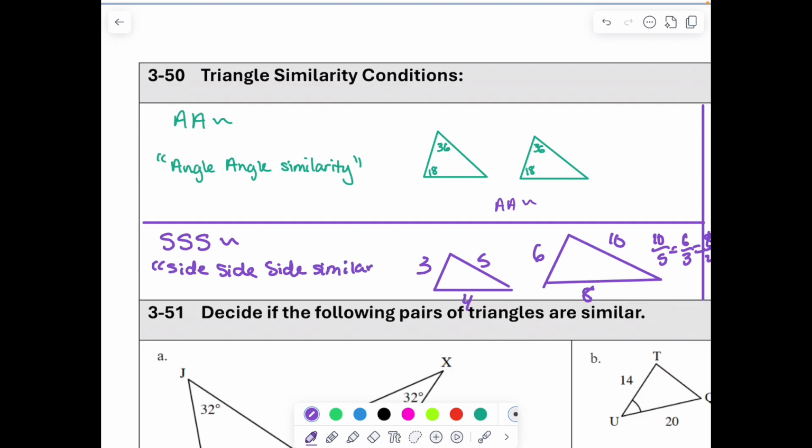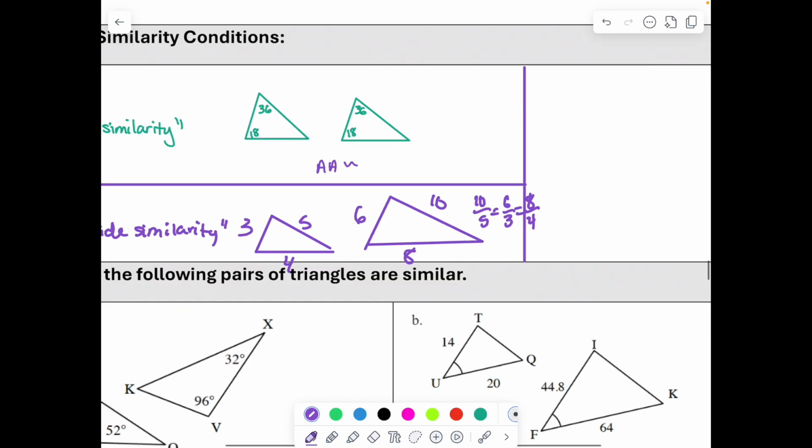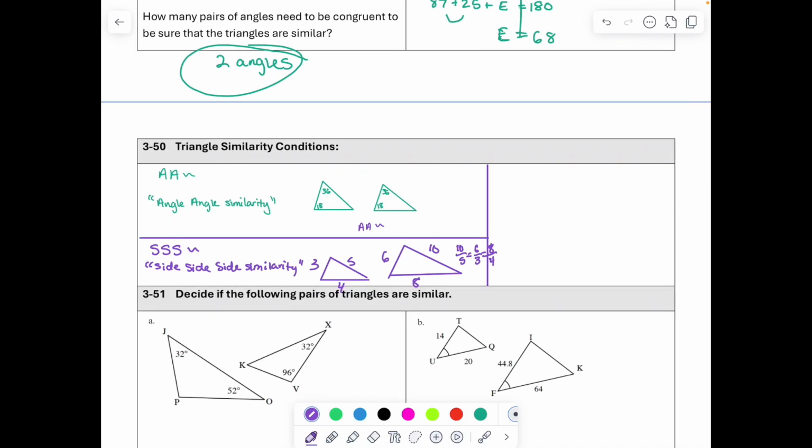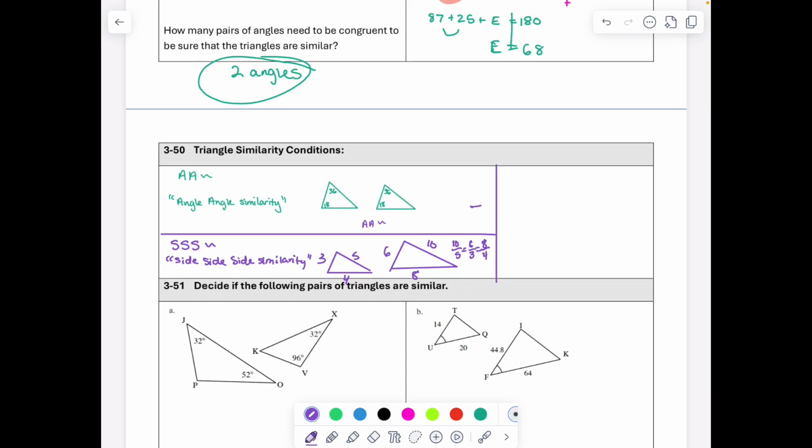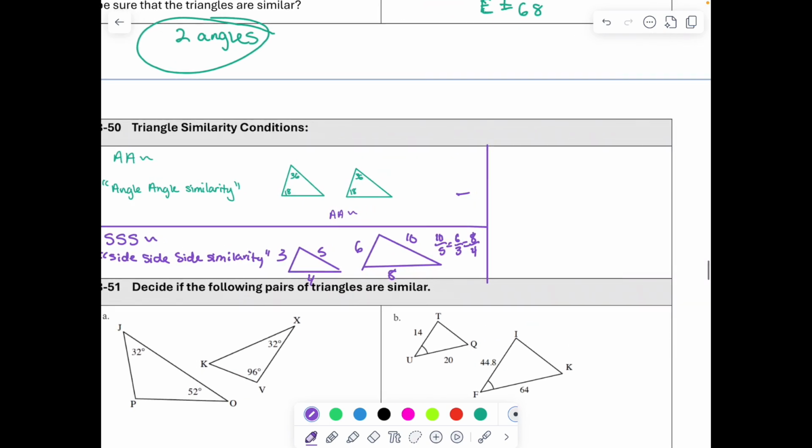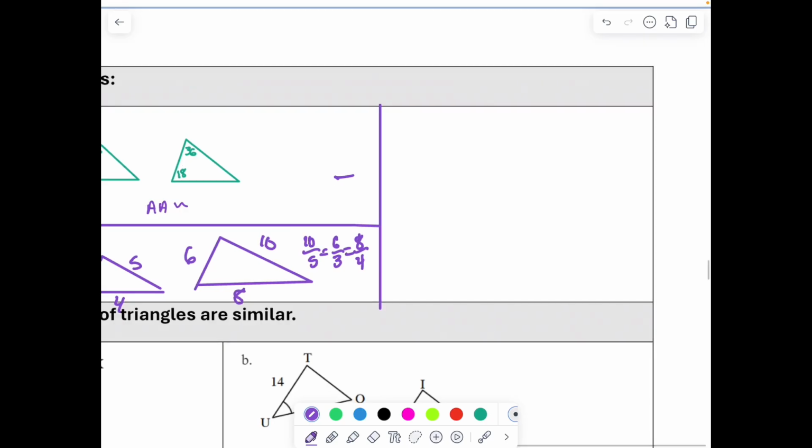Which means that if we are given that all the sides of the triangle are proportionate, which means that the ratios of their sides are equal, that's enough information to say the triangles are similar. And then there is a third one that we are going to call side angle side similarity.